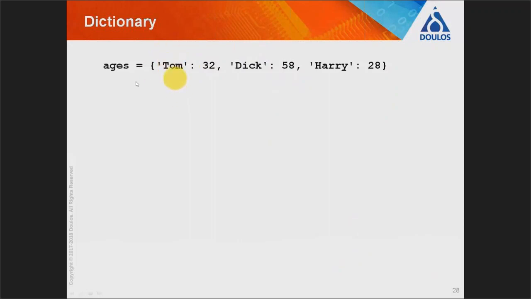to indicate which particular element we're talking about. So here we've got a dictionary that consists of 3 items, an item Tom with the value 32, Dick with the value 58, Harry with the value 28. So the keys in this case happen to be strings and the items happen to be integers.